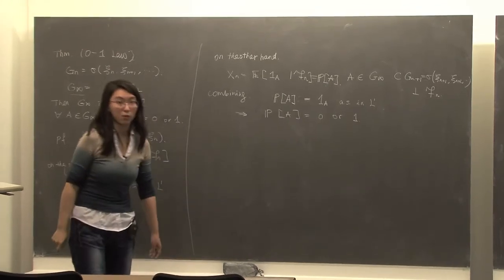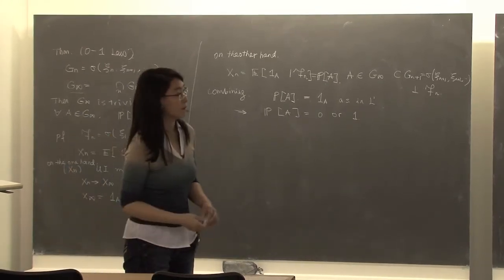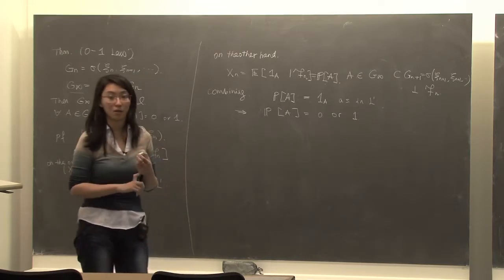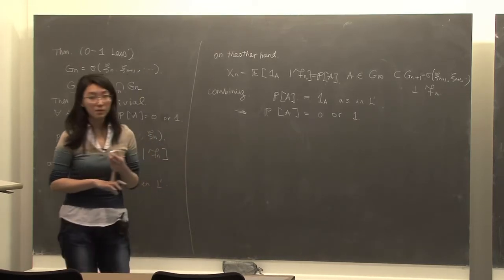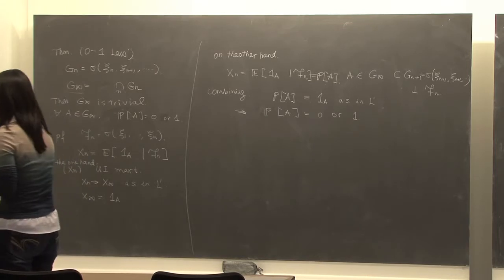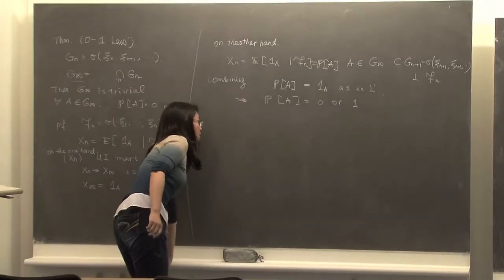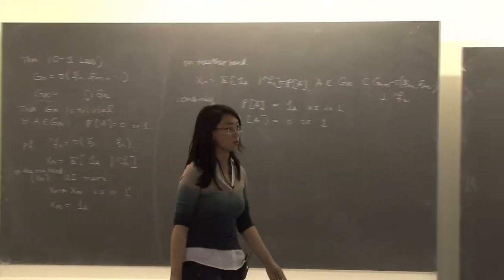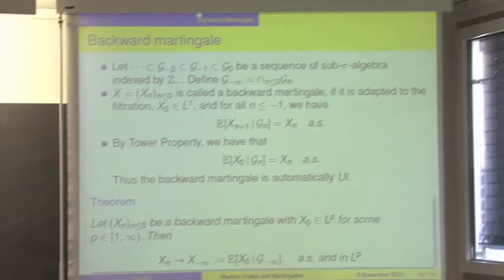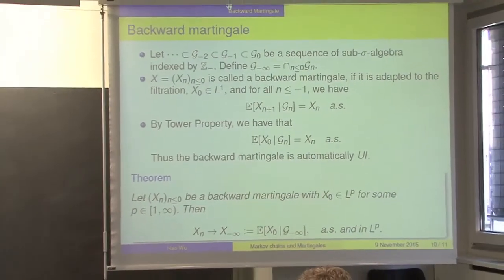This is a new proof for the 0-1 law. Is there any question? Okay, then we can talk about what is a backward martingale. For the backward martingale, we consider a decreasing sequence of filtrations. When we define a forward martingale, first we give an increasing sequence of filtrations.